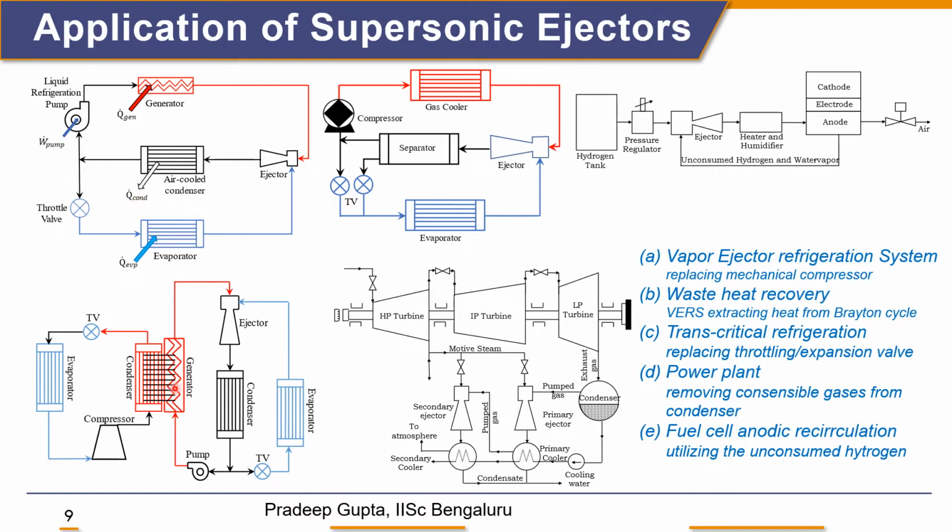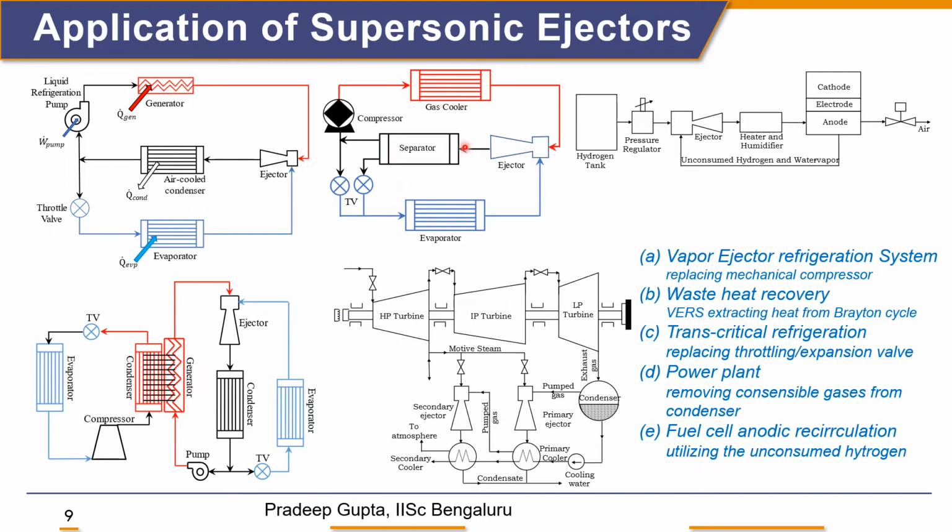In another cycle, the ejector has been utilized as waste heat recovery. In this system, the heat rejected from this VCRS system has been utilized to produce the high pressure vapor for the VERS system, and this system has been explained earlier. So using this system for automobile application, we can increase the fuel efficiency by 45%.